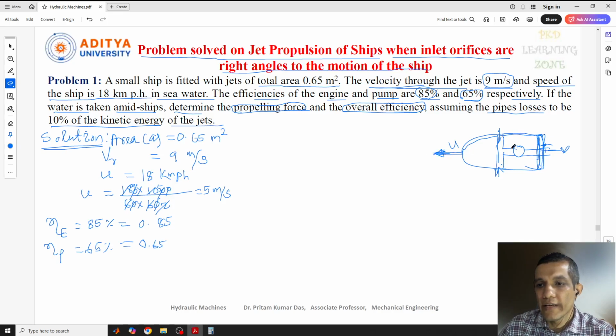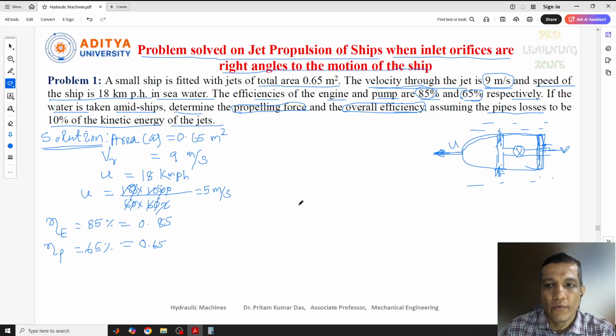Now the next thing is we need to find out what is the propelling force and what is the overall efficiency. Now this is amidships, as I told you, middle of the ship the water is coming in, and this is exactly the sea water.